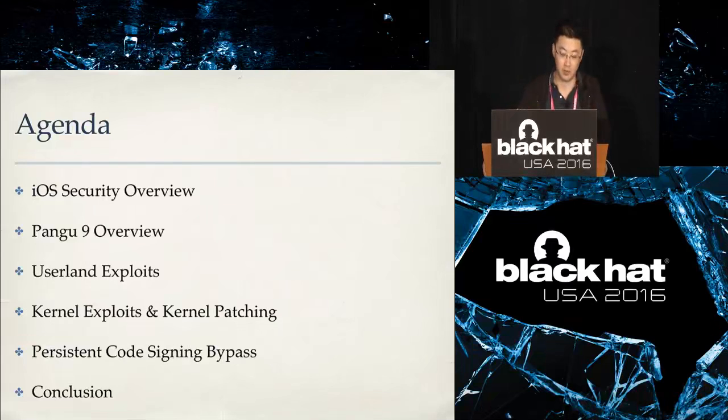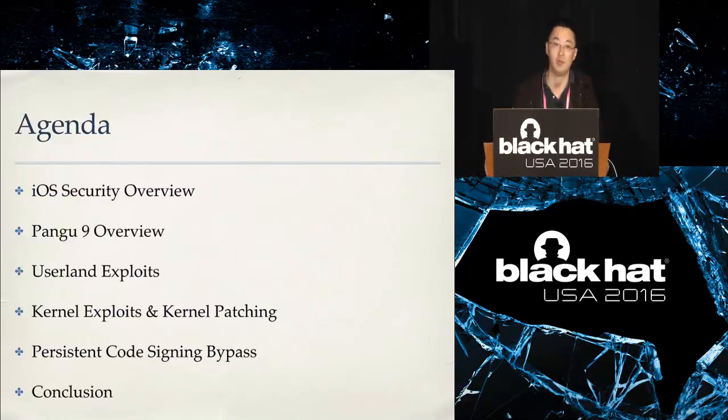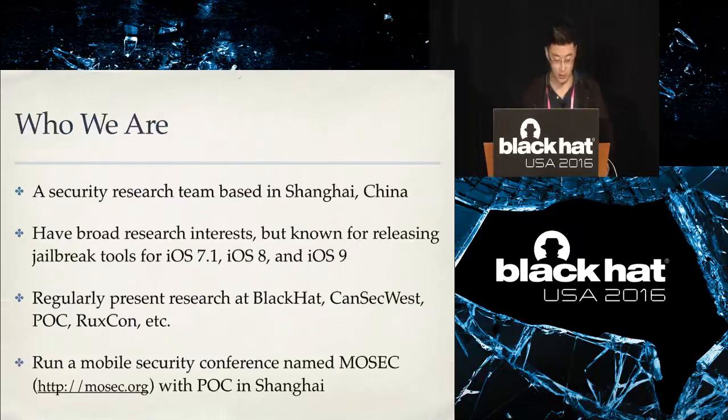And then we'll continue to introduce the kernel exploits. Especially, we will discuss how we patch the kernel in the existence of KPP, also known as kernel patching protection, which is a hardware-based kernel integrity protection mechanism. And the most beautiful part is how Pangu 9 achieves the persistent code signing bypass. And we will give the details of that part. And finally, we will conclude the talk and answer your questions.